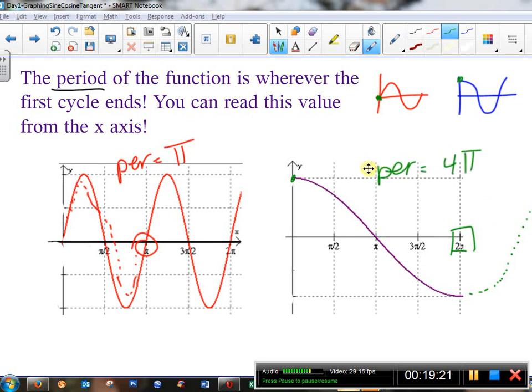Tomorrow in class we'll get practice with sketching these and laying out our axes appropriately.